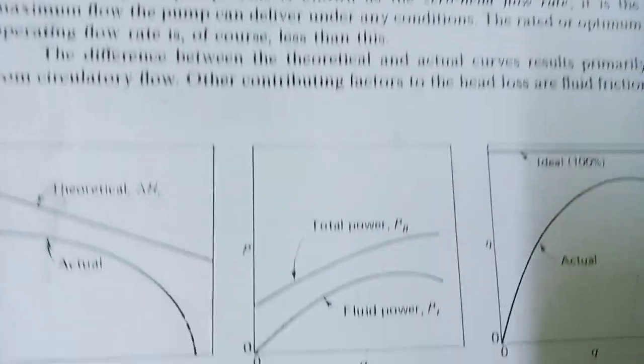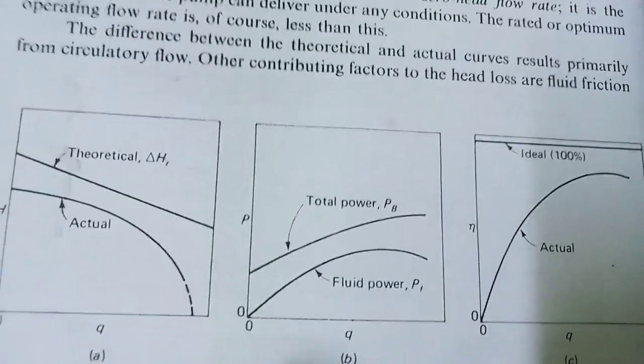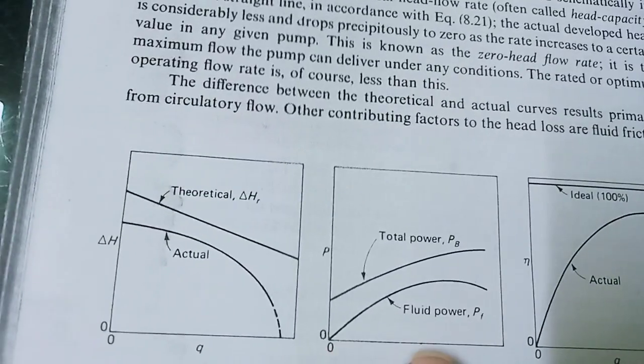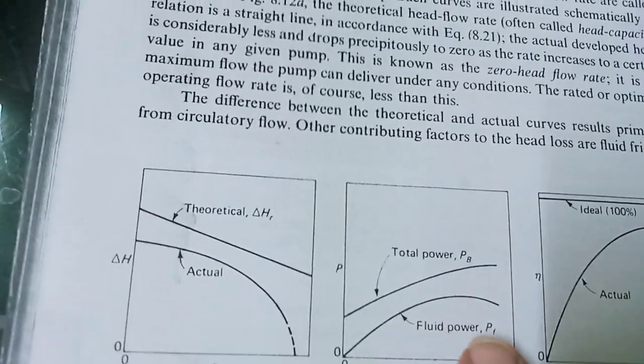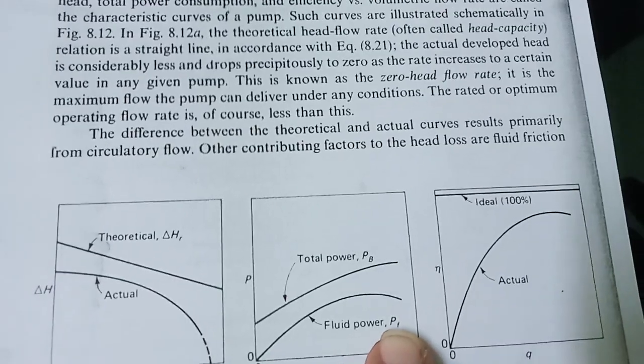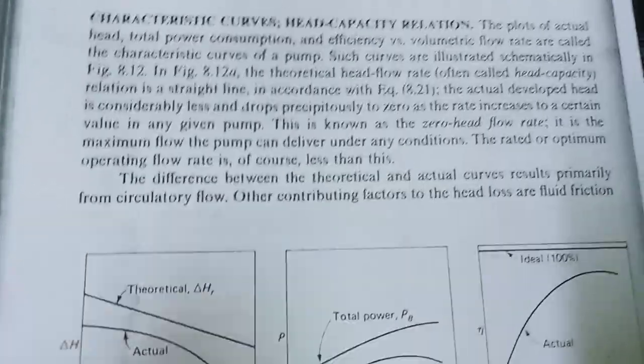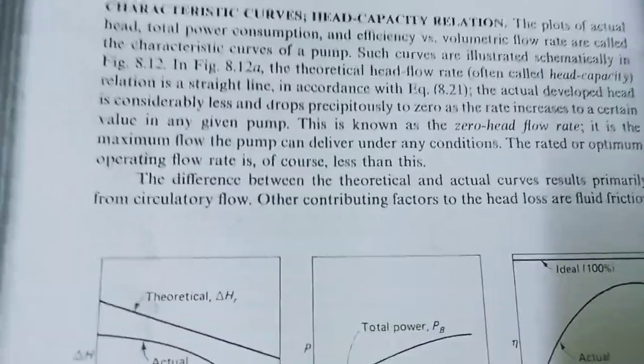Now the second curve is the power developed by the pump and flow rate. As the flow rate increases, the power requirement also increases. Now there is variation because of friction and other losses.